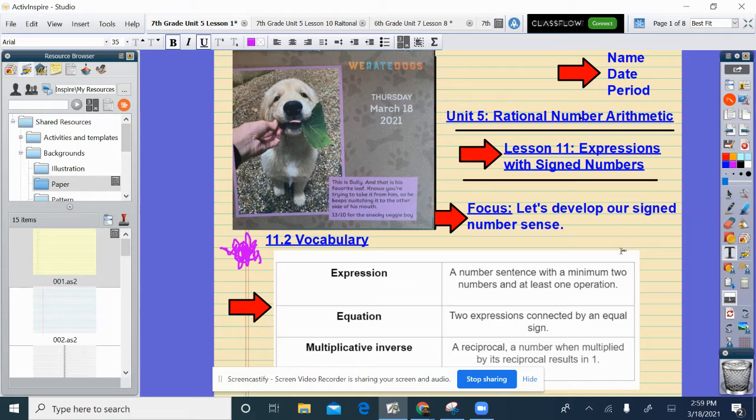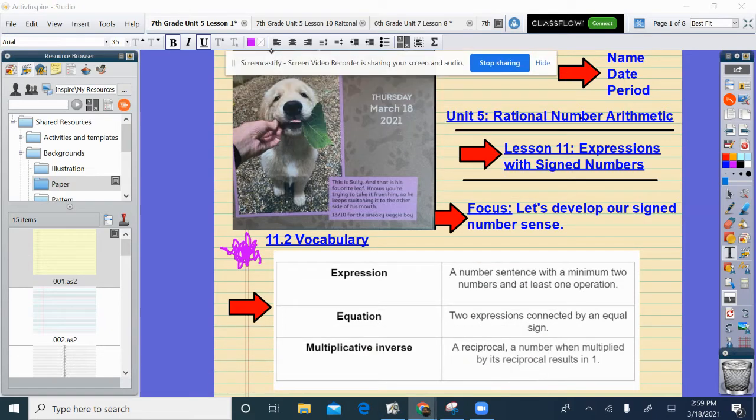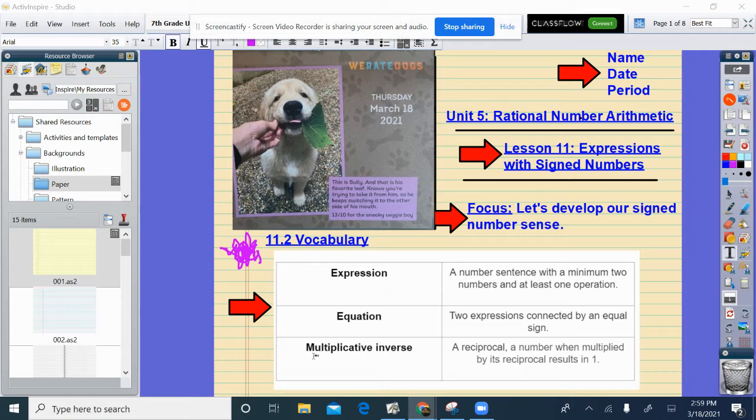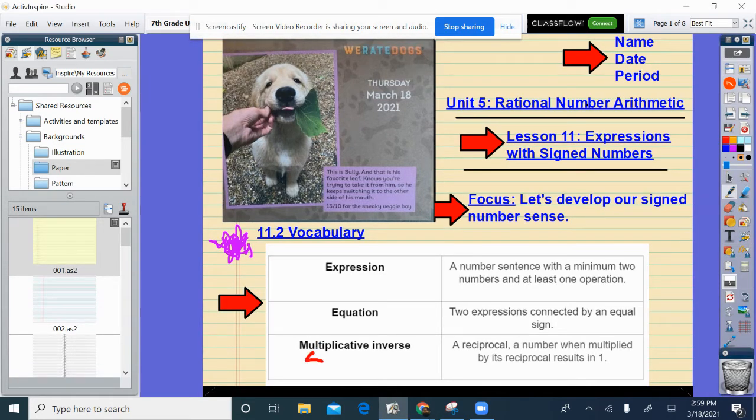You've seen this before. A number when multiplied by its reciprocal results in 1. So if I had, for example, 4 times 1/4, that would equal 1. So 1/4 is a reciprocal of 4, and 4 is a reciprocal of 1/4. That's going to come into play more when we get into the next unit on expressions and equations.